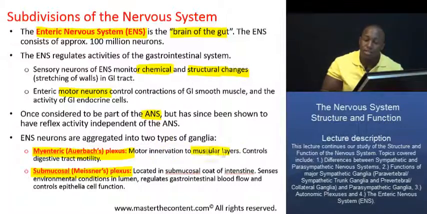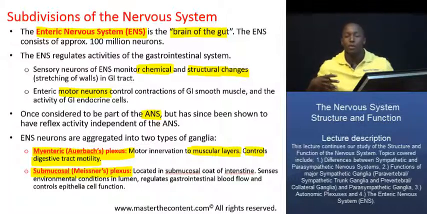The myenteric plexus is found in the muscular layers of the gastrointestinal system, and it controls digestive tract motility, so the movement of food along the digestive tract. For instance, to move food along, it might stimulate contraction in the smooth muscle of the digestive tract to push that food forward.